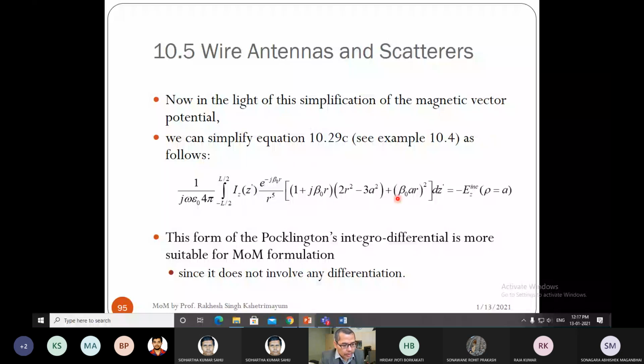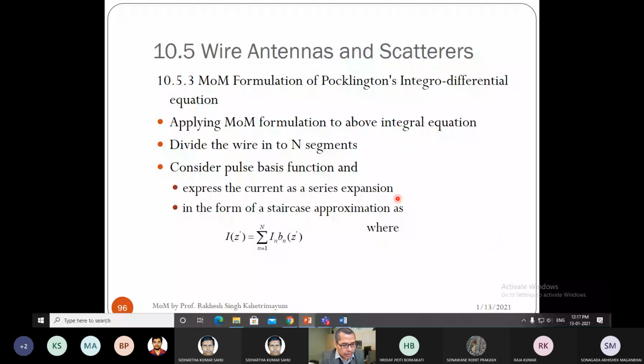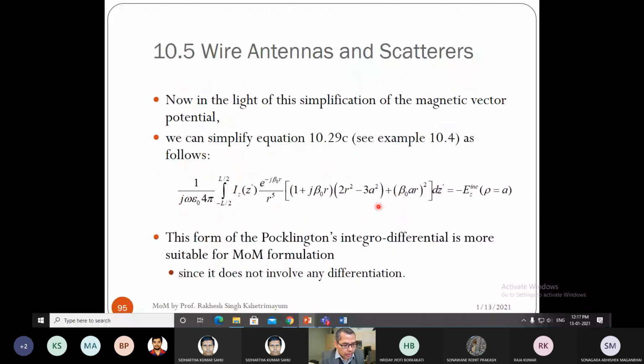So today's class is about, once I have this integral equation, how do I apply the method of moments? The derivation for Pocklington's integro-differential equation was already done last class. I've just revised it now, and with this simplification it becomes an integral equation. We'll use it later on in another example.